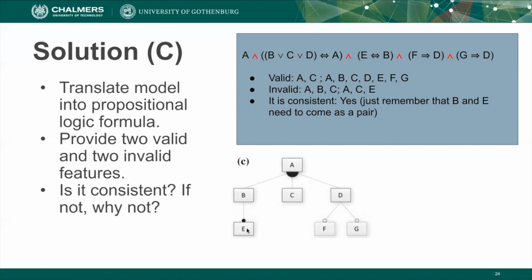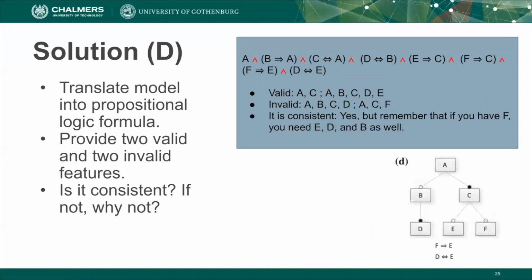Likewise, ACE is invalid because that's omitting B. If we choose E, we must have B. Similarly, if we choose B, we must have E. Okay, so both of these invalid ones omit one of this pair. And it is consistent, but again, just remember that B and E need to come as a pair.